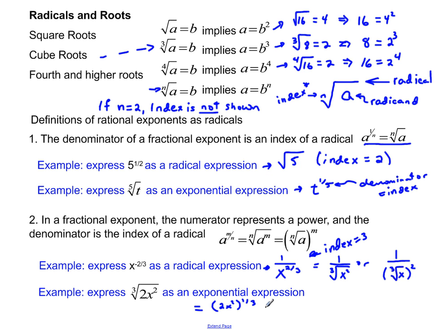Now, if we wanted to do more, I suppose that we could distribute that 1/3 and say, well, this is the same thing as 2 to the 1/3 power, which would be the cube root of 2, whatever that happens to be, times x to the 2/3 power, because if we multiply 2 times 1/3, we get 2/3. So this would be another way of expressing all of this. And by our definitions, this is the way this one works.